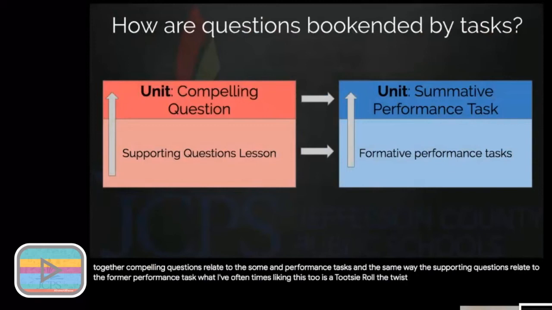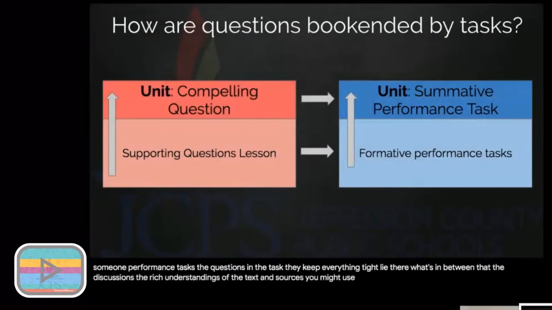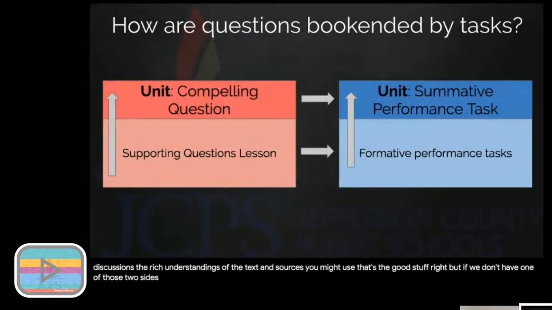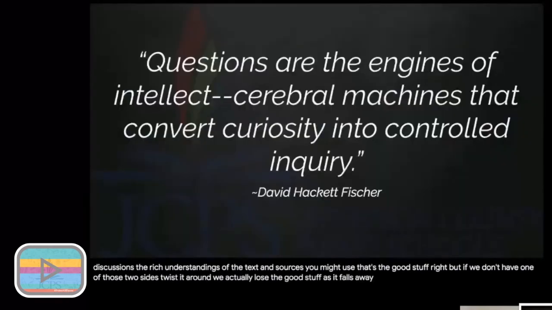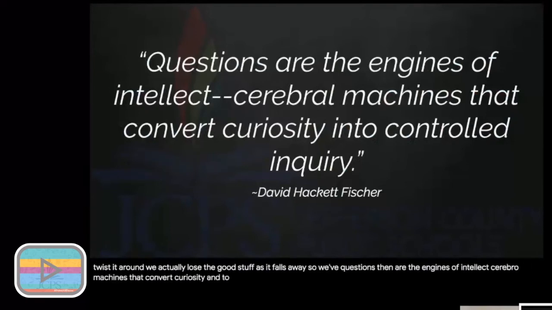The twist on either side of the candy are the compelling question or the summative performance task. The questions and the task keep everything tightly there. What's in between, the discussions, the rich understandings of the text and sources you might use, that's the good stuff, right? But if we don't have one of those two sides twisted around, we actually lose the good stuff as it falls away. So if questions then are the engines of intellect, cerebral machines that convert curiosity into controlled inquiry, we have to figure out how to scaffold these questions to help student learners.